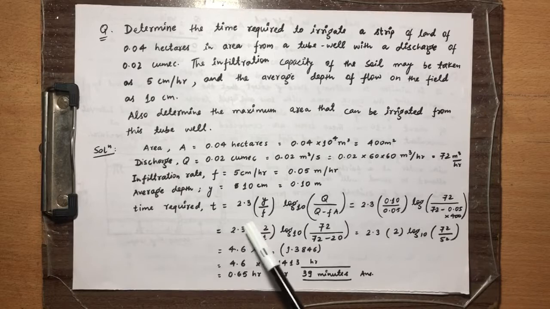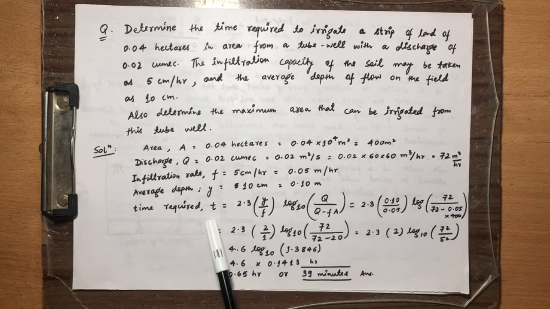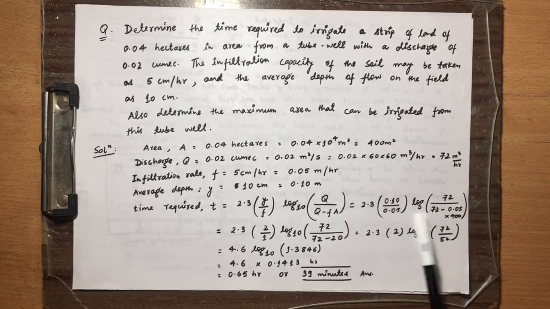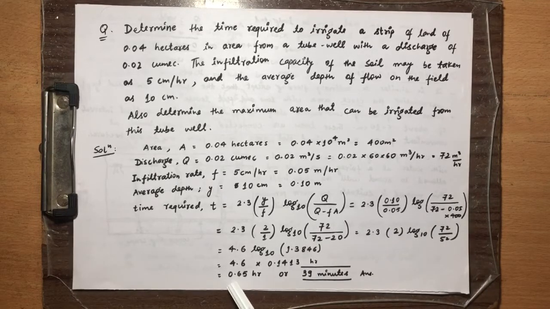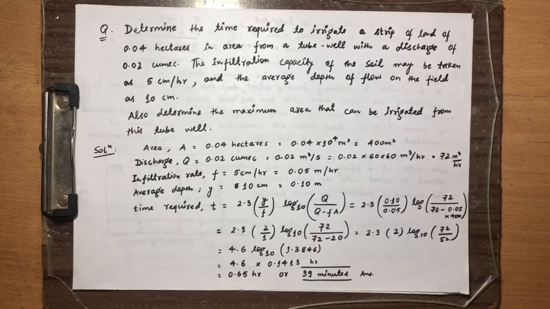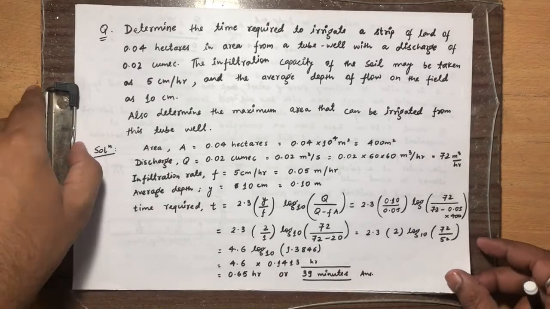So you have to just put all these values in this formula. So T was equal to 2.3 Y by F log of 10 Q upon Q minus FA. So Y is 0.1, F is 0.05, Q is 72 and A is 400. So after this calculation you will get the answer as 0.65 hour, because everything we have taken in hour. If you convert this hour into minutes, you will get 39 minutes. If you are getting the correct answer, write your answer in the comment section.